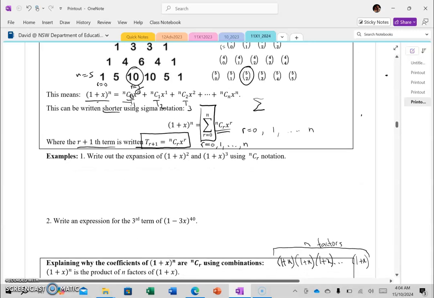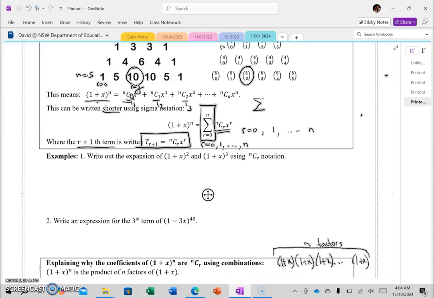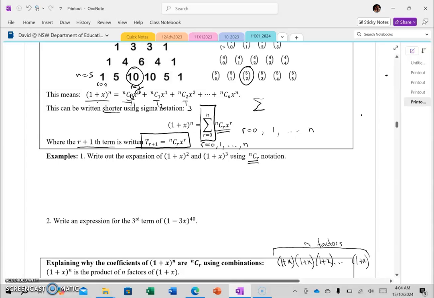All right, so let's do a couple of examples so we can practice. Write the expansion of (1 + x) squared and (1 + x) cubed using nCr notation. Okay, so (1 + x) all squared. The n value is 2. So 2C0, x to the 0, 2C1, x to the 1, 2C2, x to the power of 2. And of course, if you were writing down the final answer, you would simplify this, but it just says using nCr notation, so I'm going to leave it there.